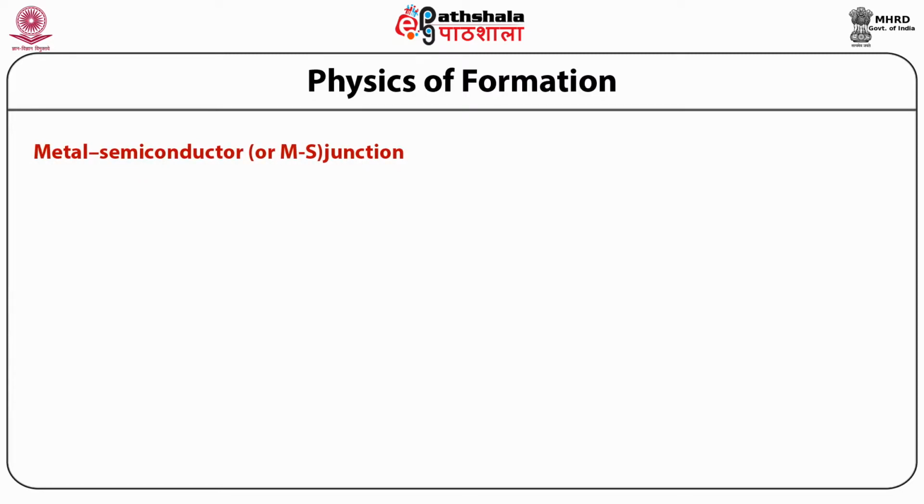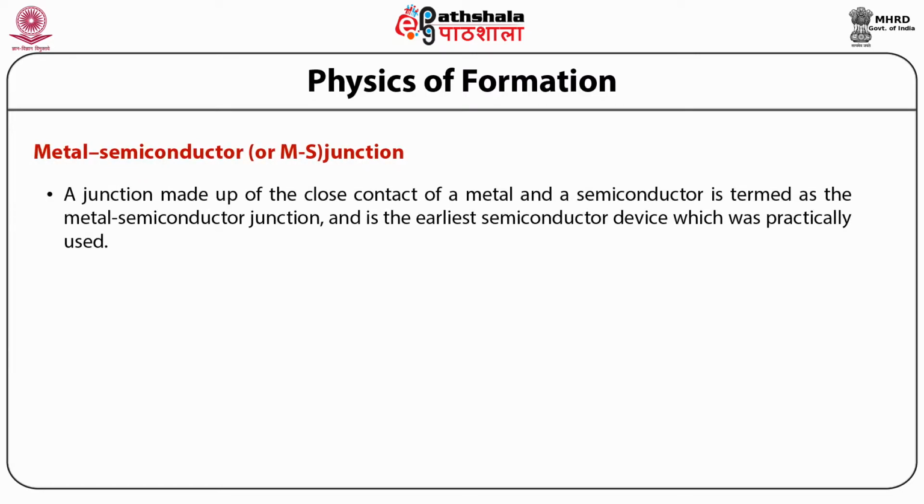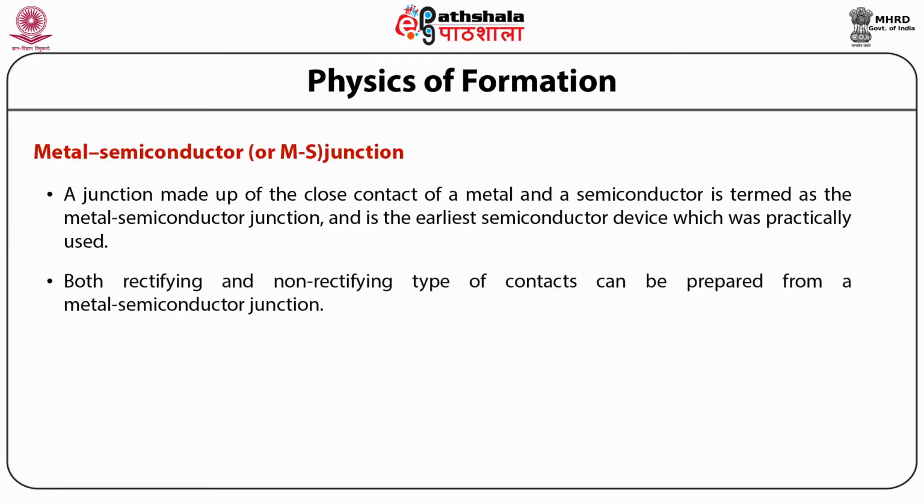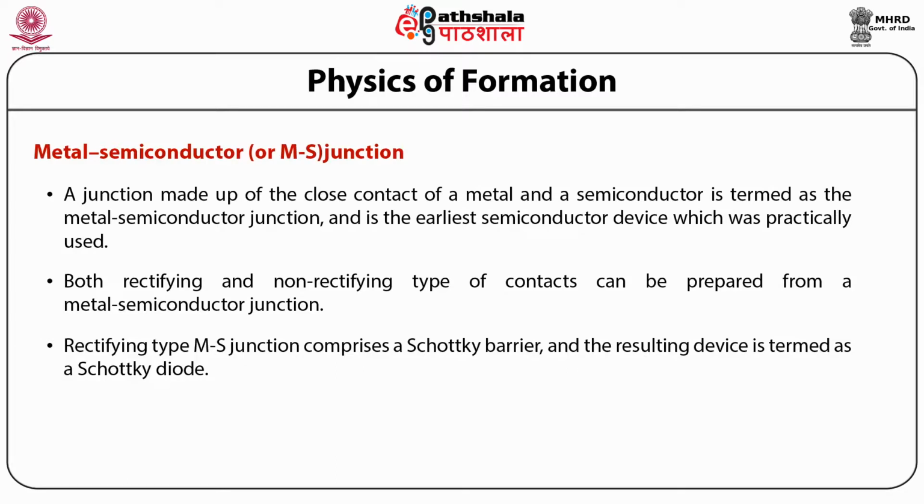Physics of formation of the metal semiconductor junction. A junction made up of a close contact of a metal and a semiconductor is termed a metal semiconductor junction and is the earliest semiconductor device which was practically used. Both rectifying and non-rectifying types of contacts can be prepared from a metal semiconductor junction. Rectifying type MS junctions comprise a Schottky barrier, and the resulting device is termed a Schottky diode. On the other hand, a non-rectifying type junction is termed an ohmic contact.